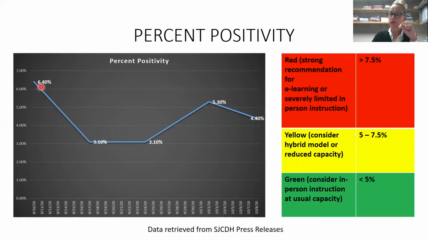We had a 6.4% positivity rate. We dropped down and stabilized for a little bit at 3%. And now we've seen an uptick with a slight decrease. And now we are hovering at the 4.4%. And if we look over here again at our guide, you'll see that we are coming in the green zone. So we are below the 5% and giving the green light for in-person instruction.